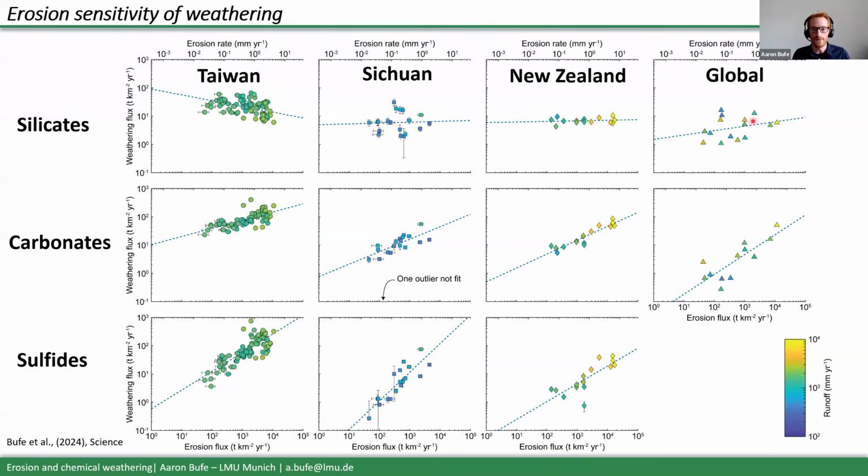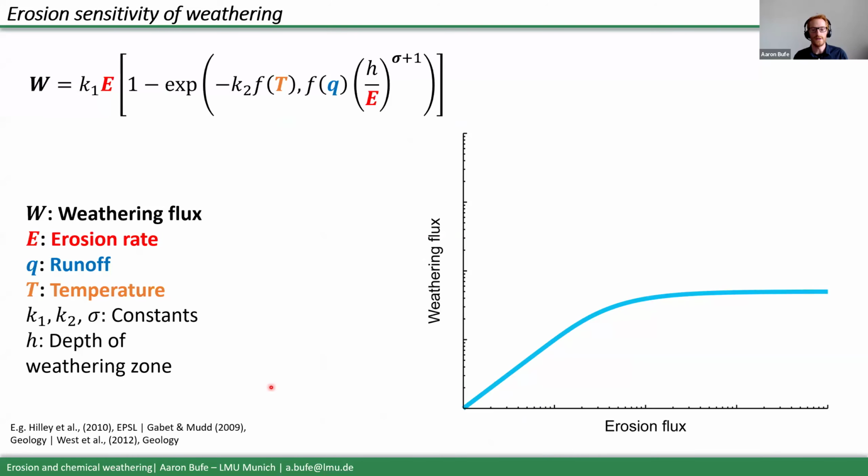Okay, cool. So there's one more step before we can go back to our research question, which is that I can now fit a weathering model to these data. And this is a commonly used weathering model that's in many carbon cycle models as well. It's just here for your reference. So it's basically linking weathering fluxes to erosion flux, and then some climatic parameters.